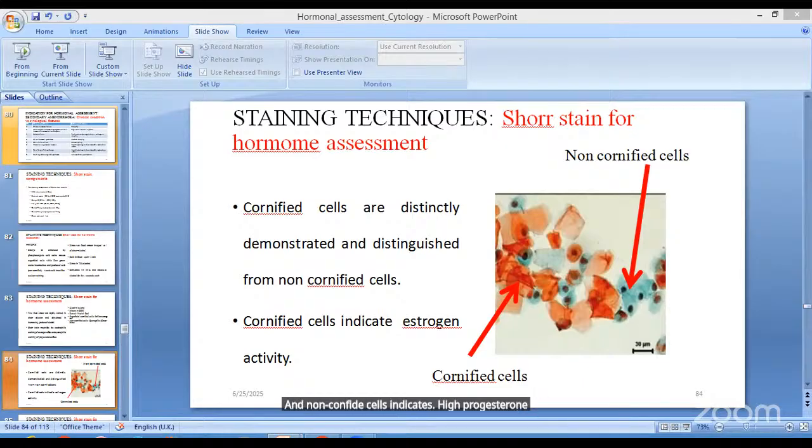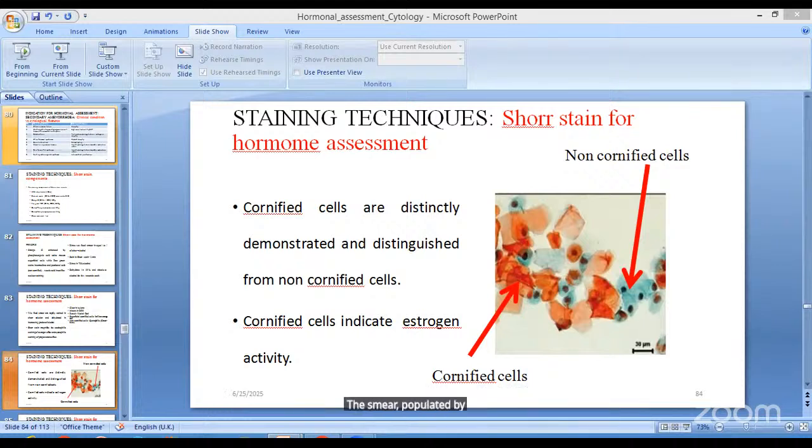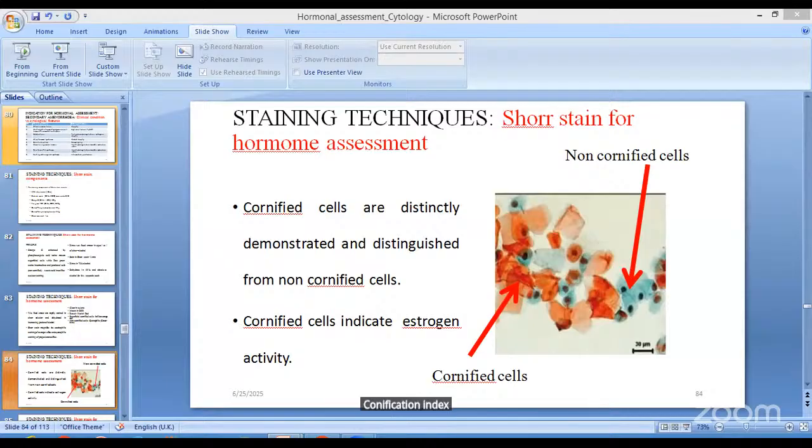So this is an example of non-conified cells. You can see the smear populated by non-conified cells, meaning a progesterone effect is high here. So it's because of that, when you are assessing for hormone, you have to use certain indices. Maturation index is one of them. We'll look at maturation index, conification index, and karyopyknotic index.